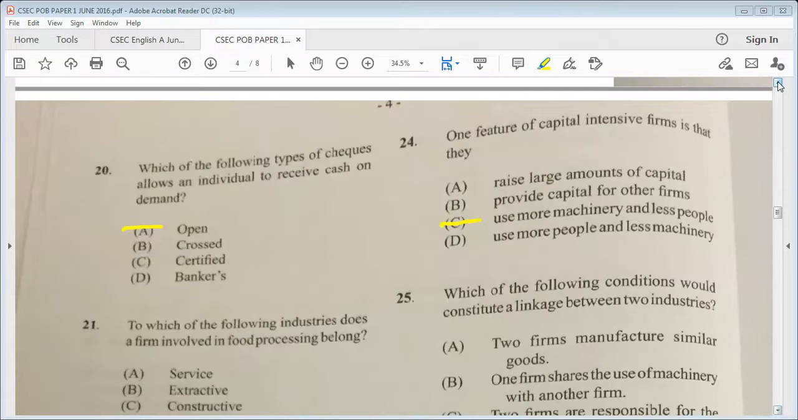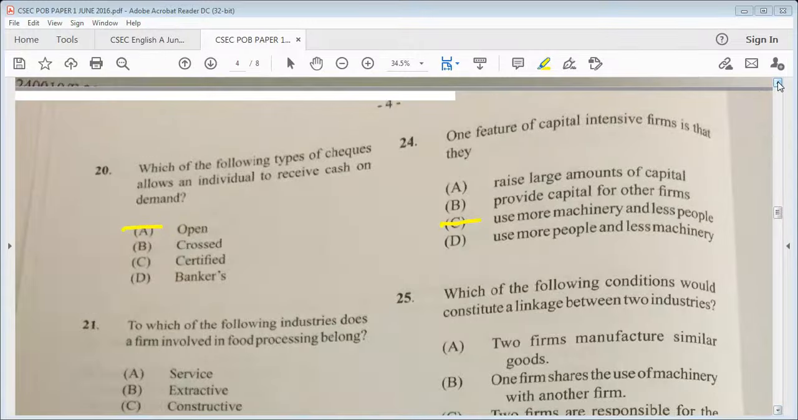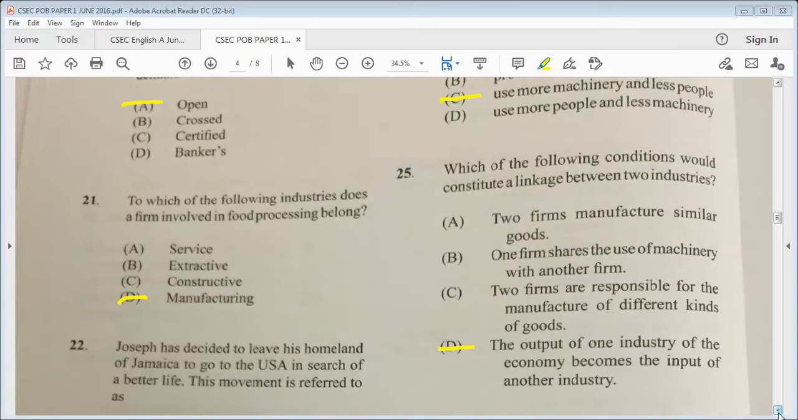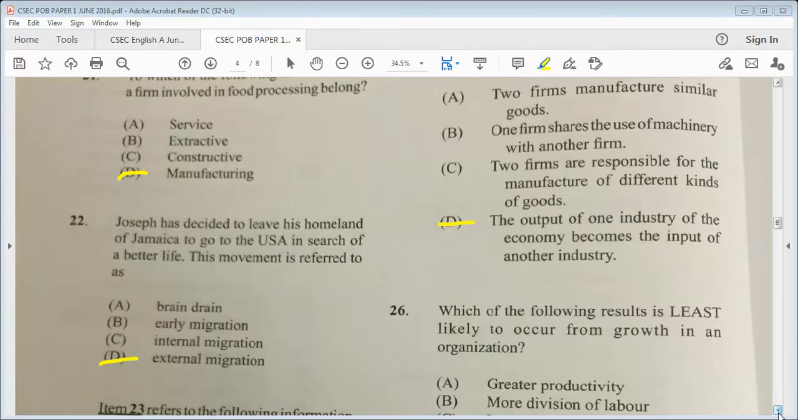It says, one feature of capital-intensive firms is that they C. use more machinery and less people. 25. Which of the following conditions would constitute a linkage between two industries? Answer D. The output of one industry of the economy becomes the input of another industry.